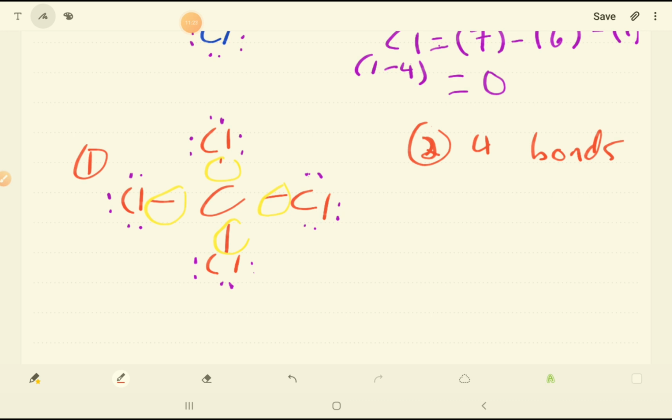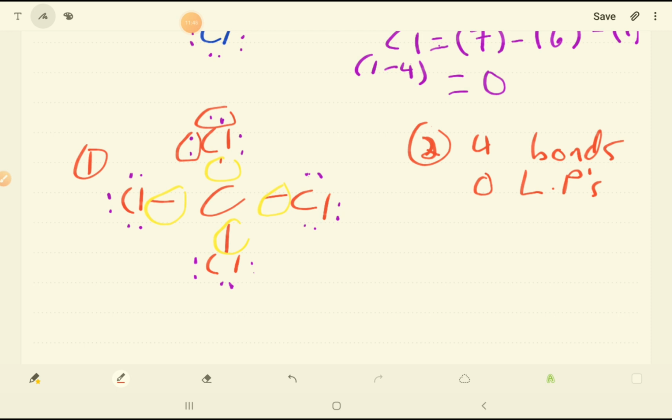Now I know you're looking at the chlorines and seeing that every one of them has 3 lone pairs each. But they're not important to us when we're trying to determine the VSEPR shape. Only the carbon is, and this one has 0 lone pairs.